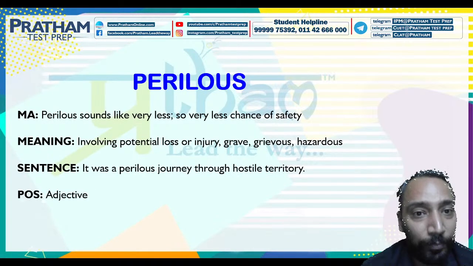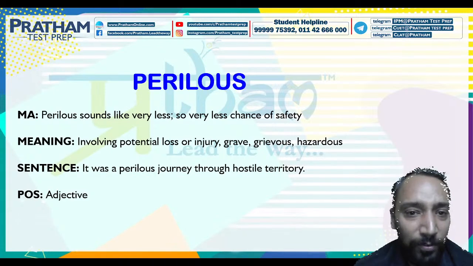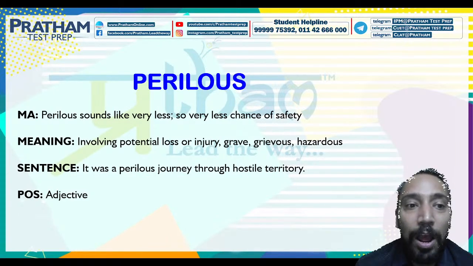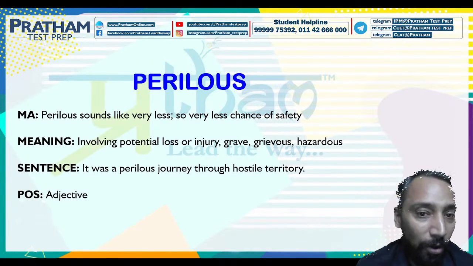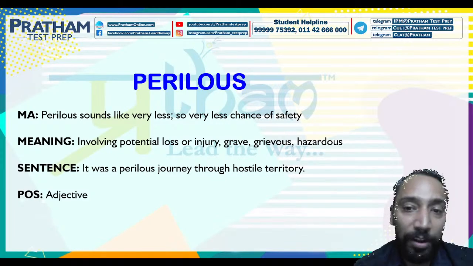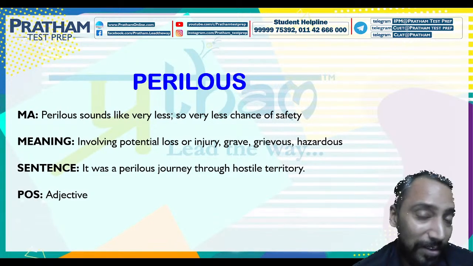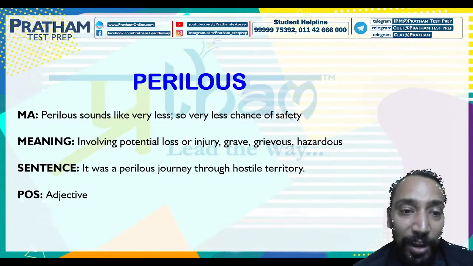Let's move on. Perilous. Perilous sounds like very less. So very less chance of safety, right? Perilous means involving potential loss or injury, grave or grievous or hazardous. It sounds like an adjective, and yes, it is. It was a perilous journey through hostile territory.